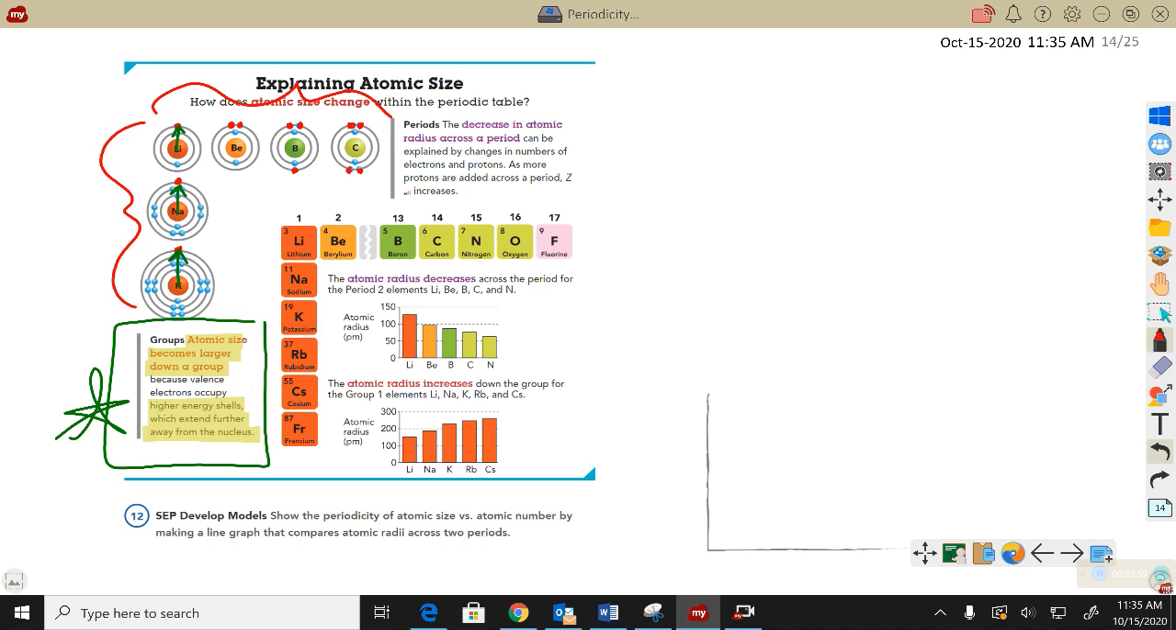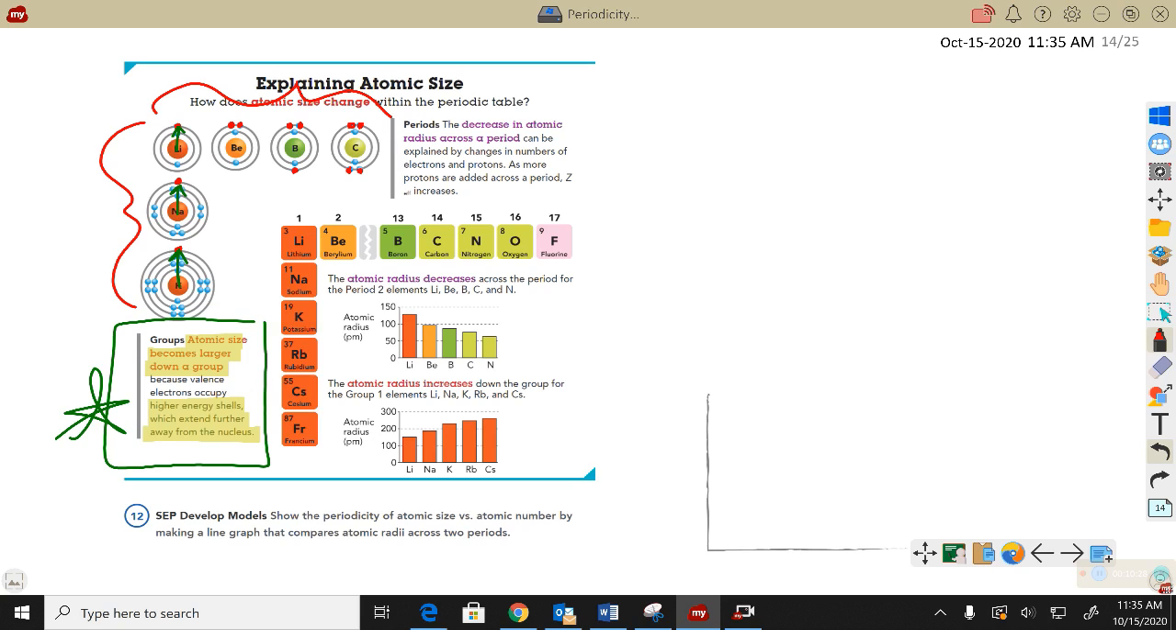So we're adding more electrons, but do you notice now that they're all going in the same energy level? 1, 2, 3, 4 valence electrons, but they're all being put into the second energy level. So when I go across, there is not the issue of putting electrons in higher energy levels. And usually that's one of the biggest misconceptions going across.